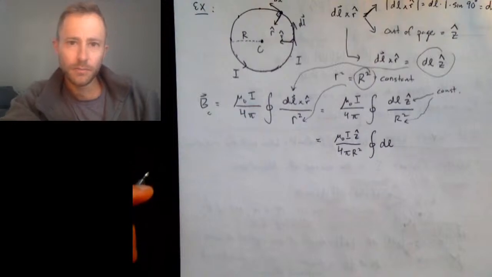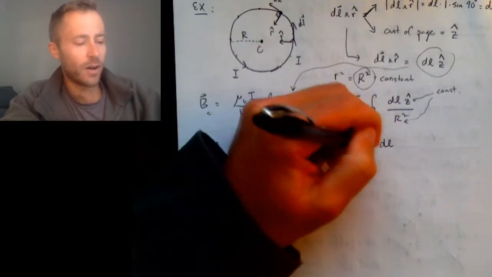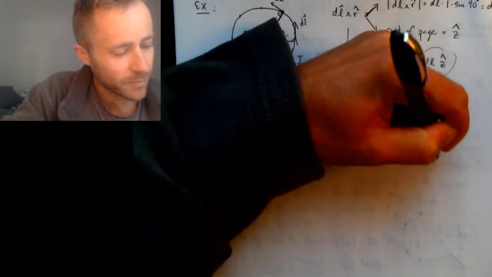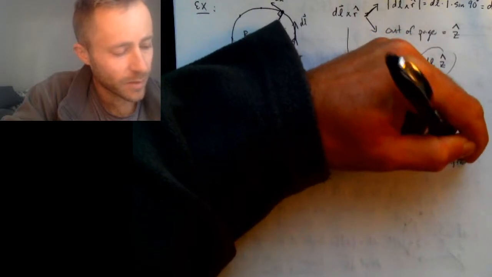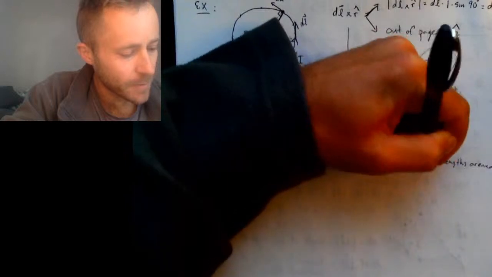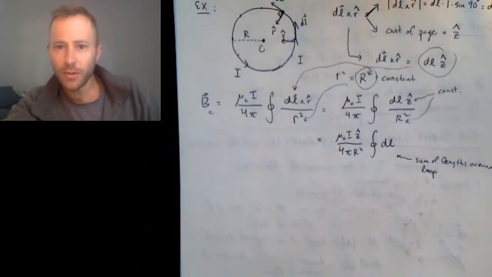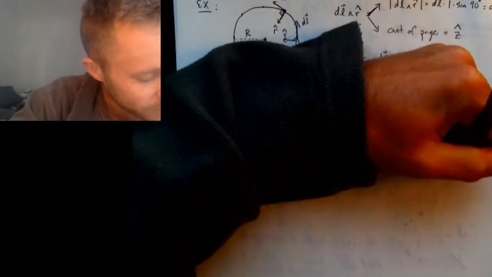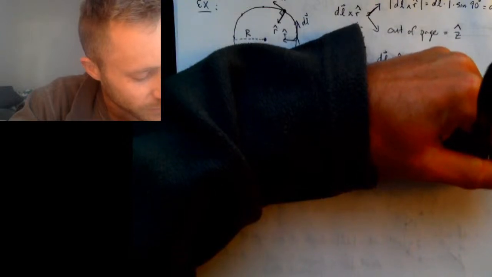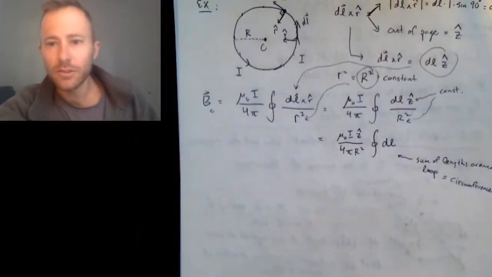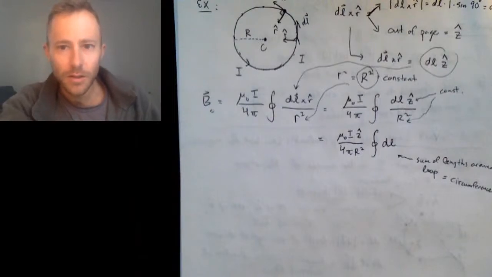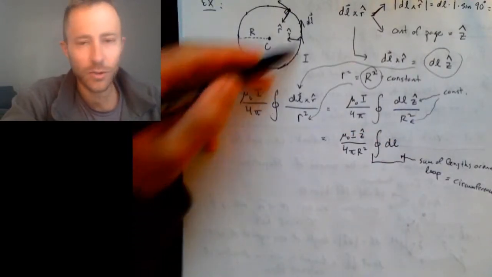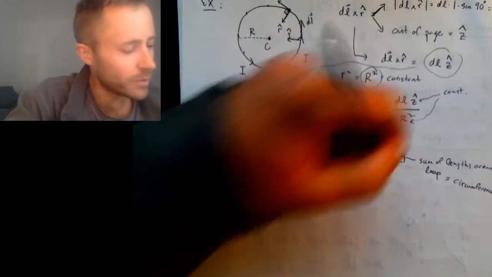So this is the sum of lengths around the loop. The sum of the lengths around the loop. That's the same thing as the circumference, is it not? So this integral is going to be equal to the circumference of a circle of radius R, which is going to be 2 pi R.